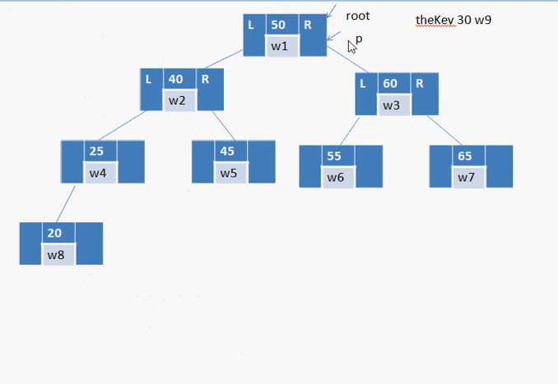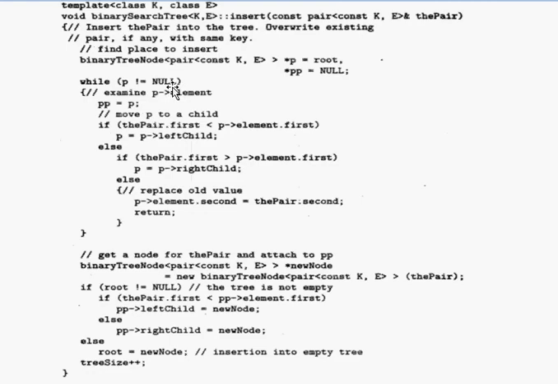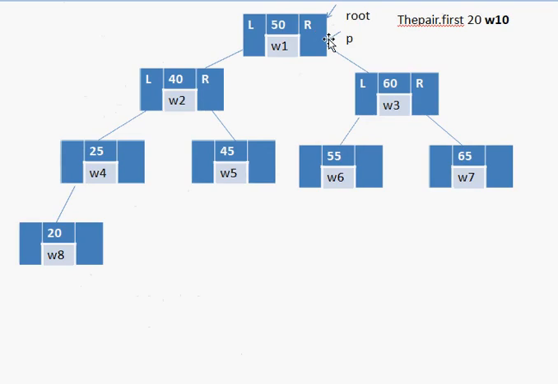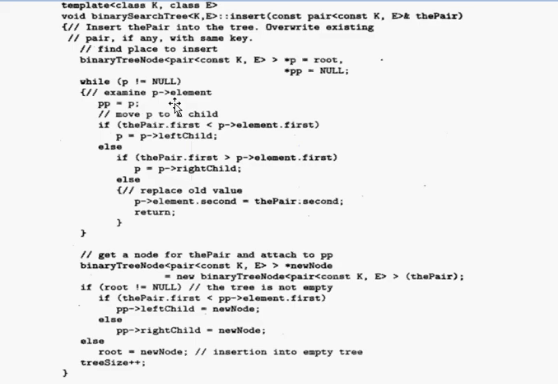Okay, now you will make use of the pointer pp. So the first case is similar, 30 you have. So 30 would be compared with the root value. So root, make p point where the root is. That's correct. Okay, so p is not null, first case. pp is made p. Okay, pp is also pointing where p is. Right now p is pointing to the root, and pp will also point here itself. And we check the pair dot first, is it less than p element dot first. So that's true, so p will be p of left side.